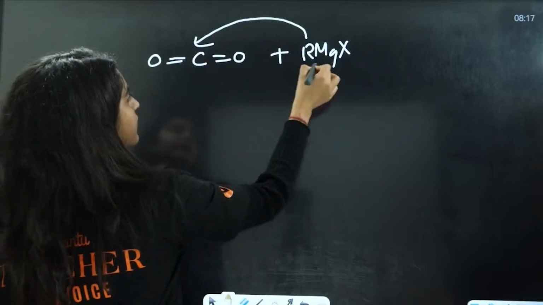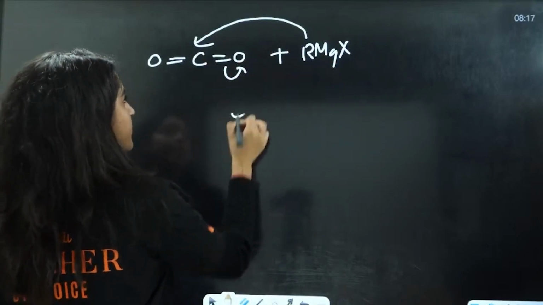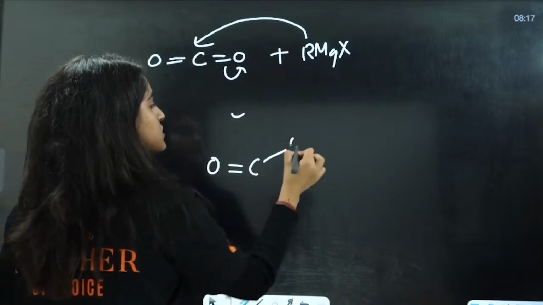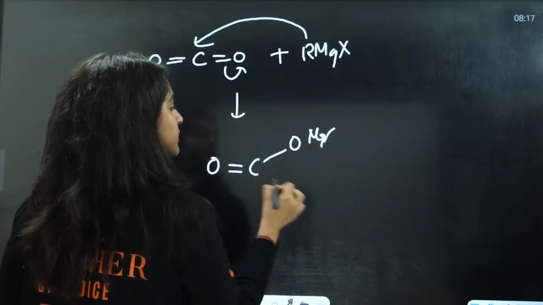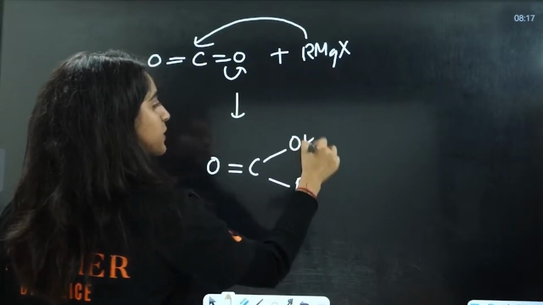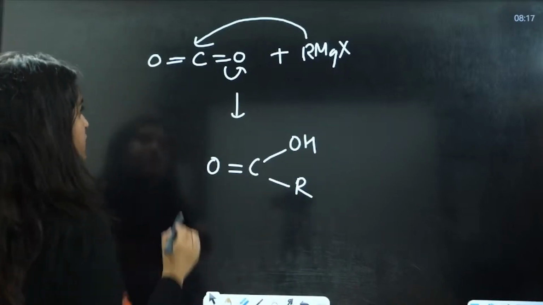This is going to attack here and the electrons are going to jump here. Hence, this is a double bond. This is O, this is MgX and this is R. Then this will be replaced by H here. Right, this is the first part.